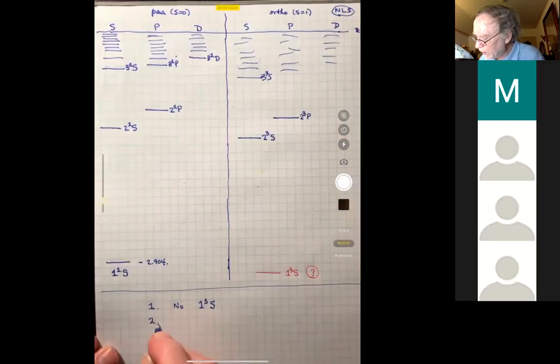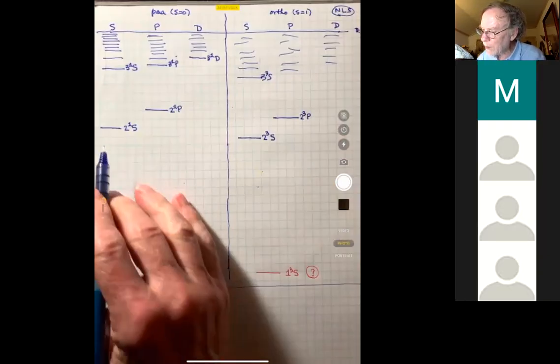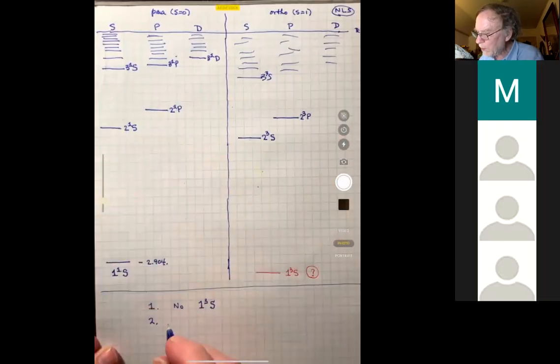Here's another feature that we can observe. It's what I call the staircase effect, as I explained a minute ago. It means that if I hold S fixed, the spin fixed, then the energy increases as L increases. And this is what I call the staircase.